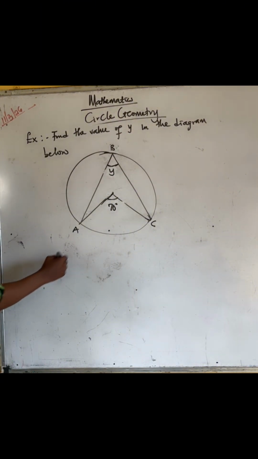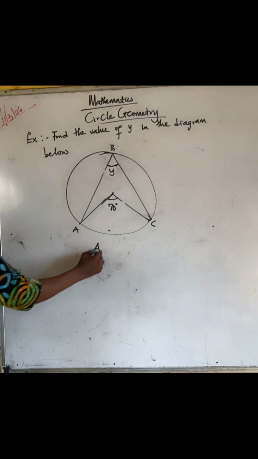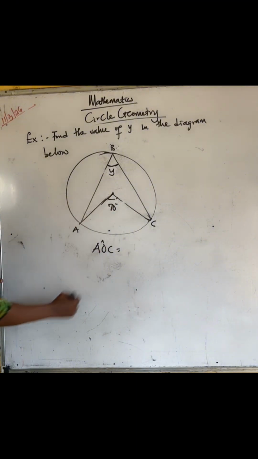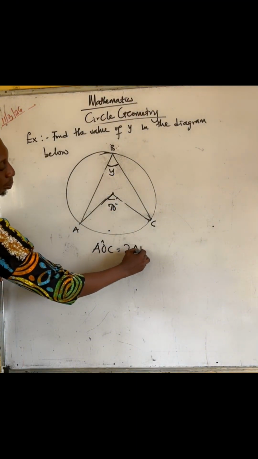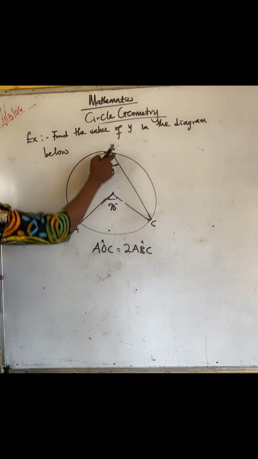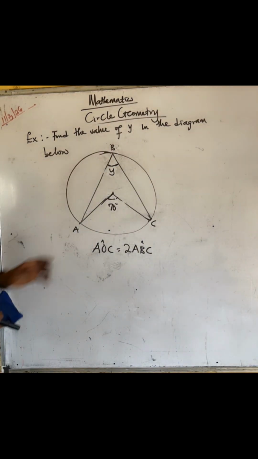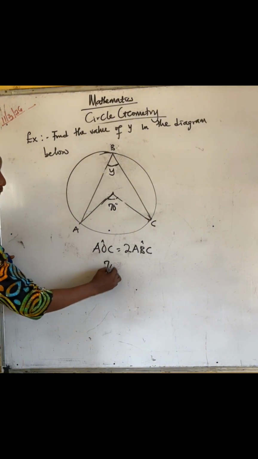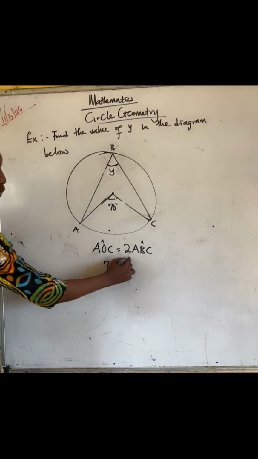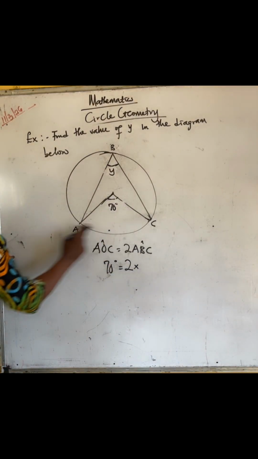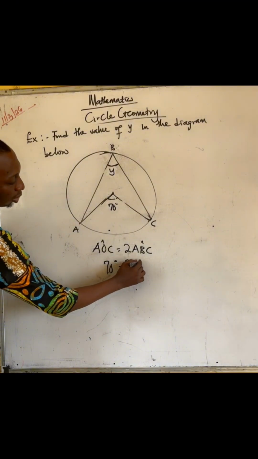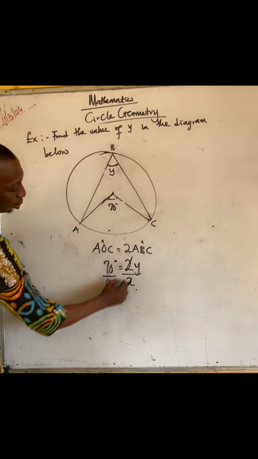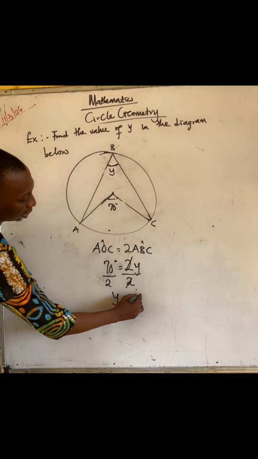So how will I get y? Don't forget the rules. Angle at the center, angle AOC. This is the center now, the one at the center is twice angle ABC. Angle B is part of the circumference, angle at the circumference. So that angle AOC, 70 degrees, is equal to 2 times angle ABC. ABC is y. 2 times y is 2y. So divide both sides by 2, and your y is 35 degrees.